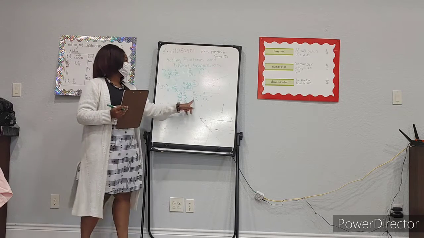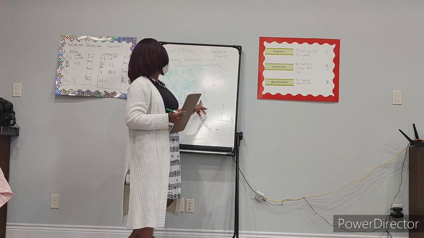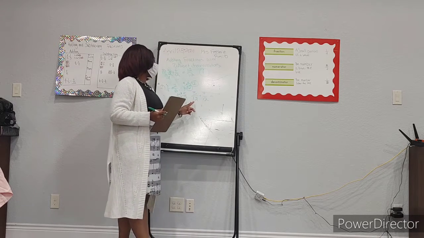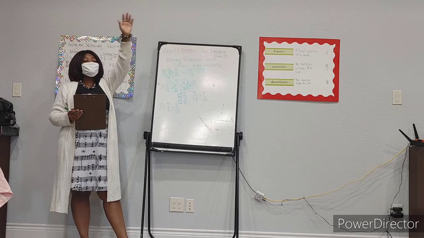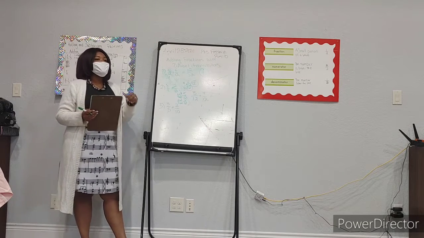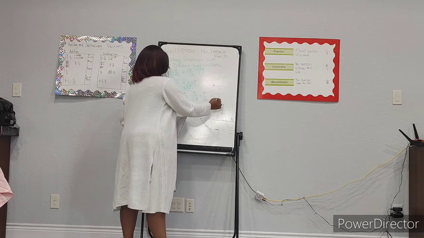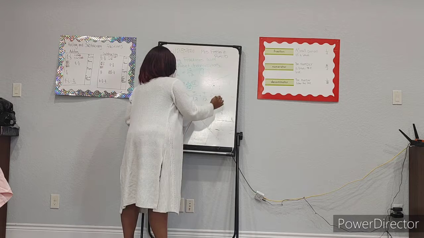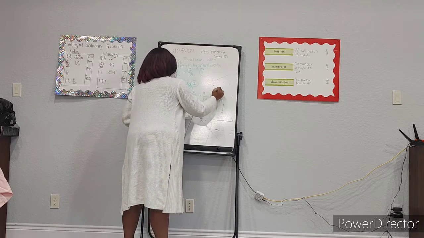All right. So what happens to our denominators? Don't we add them together, which gets us 24? No, our denominators stay what? The same. Alright, so that's where you got a little confused. Our denominators stay the same. Oh. And then 3 plus 4 is? 7. 7.